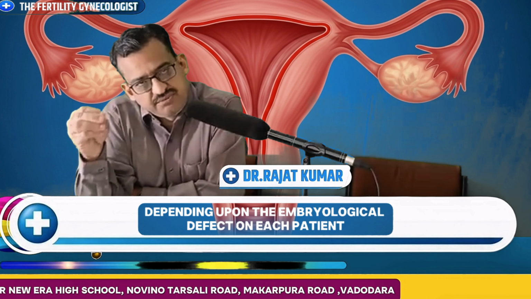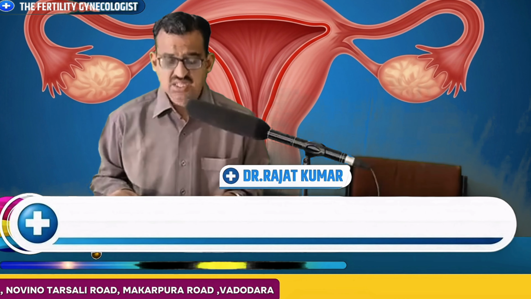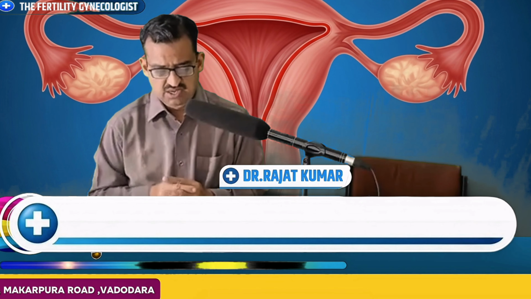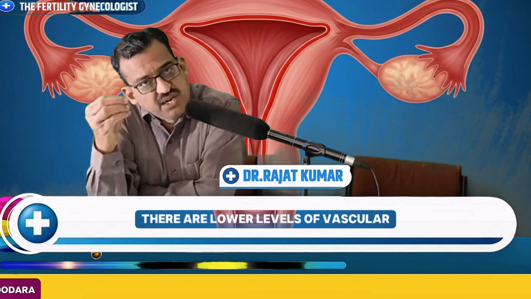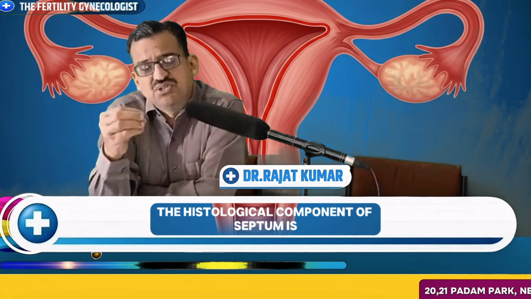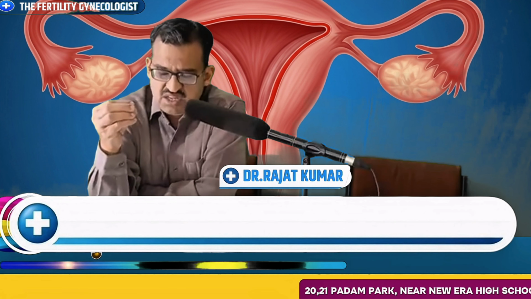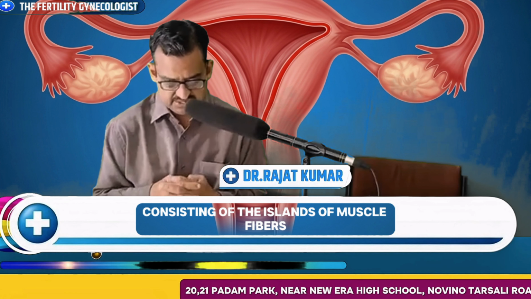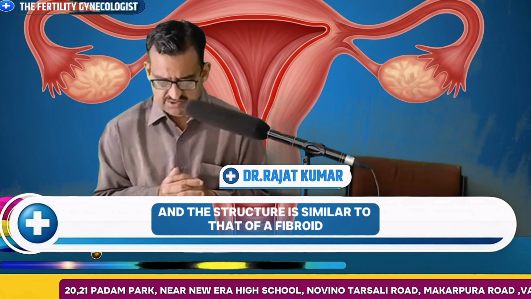Depending upon the embryological defect in each patient, the septum's musculature might have a different consistency. The intrauterine septum consists of both endometrial and myometrial tissue, most of which is vascularized. However, sometimes there are lower levels of vascular endothelial growth factor receptors, and as a result the histological component of the septum is different from the myometrium. Therefore, the septum is a complex structure consisting of islands of irregularly arranged muscle fibers, similar to a fibroid.